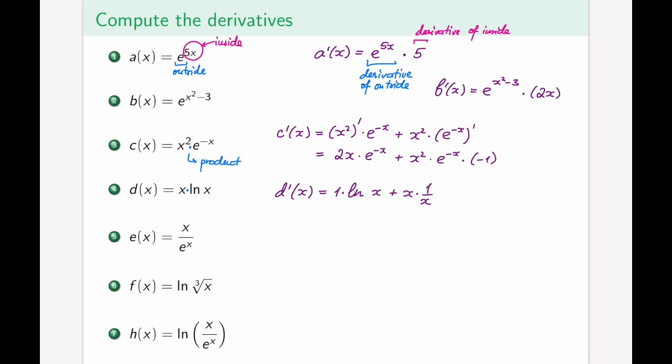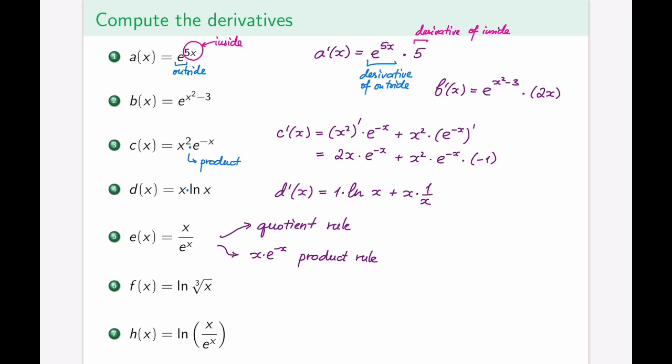Next up, we have x divided by e to the x. And here we have options as to what to apply. We can apply the quotient rule as the function is written as a quotient, or I can rewrite this function as a product and apply the product rule. So I can rewrite this as a product, x times e to the negative x, and then apply the product rule to it.